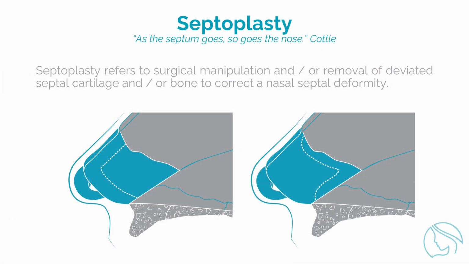So septoplasty. Septoplasty refers to surgical manipulation and/or removal of deviated septal cartilage and/or bone to correct a nasal septal deformity. It is a functional procedure. The goal is to alleviate breathing by straightening the cartilaginous and/or bony part of your nasal septum. Septal corrections form an important step in rhinoplasty, not only for functional but also for aesthetic surgery.